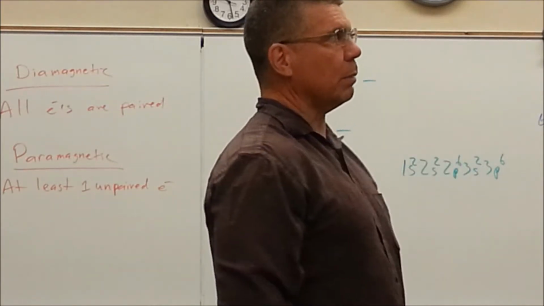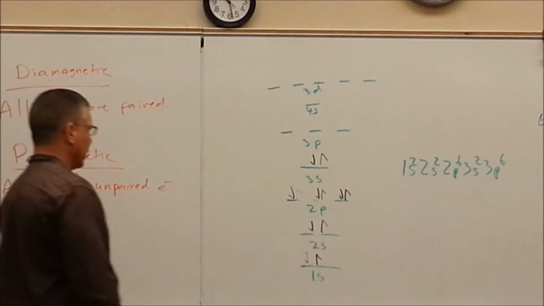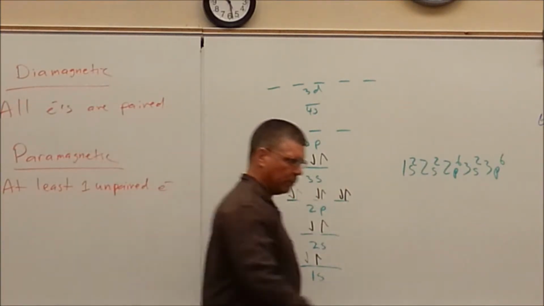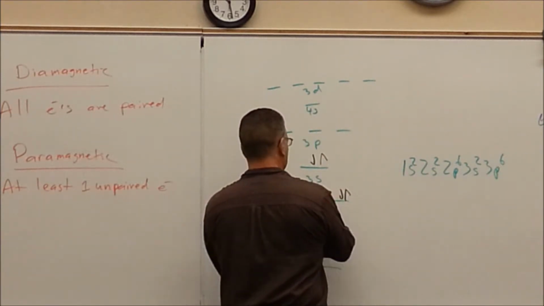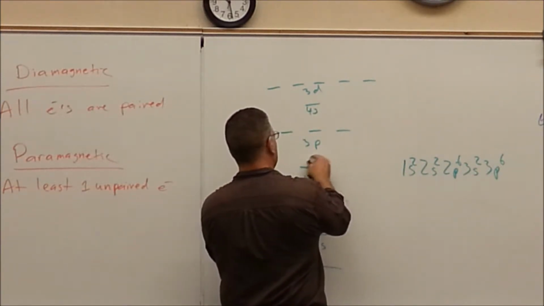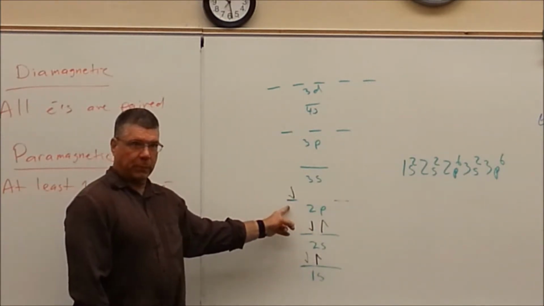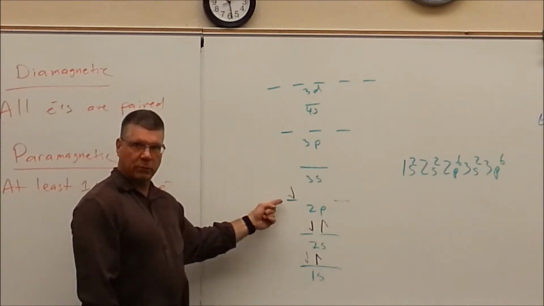And let's go over to boron. Boron has 5 electrons, so 1, 2, 3, 4, 5. That's just one of these two, right? That would be boron, right? And so it's 1s2, 2s2, 2p1.